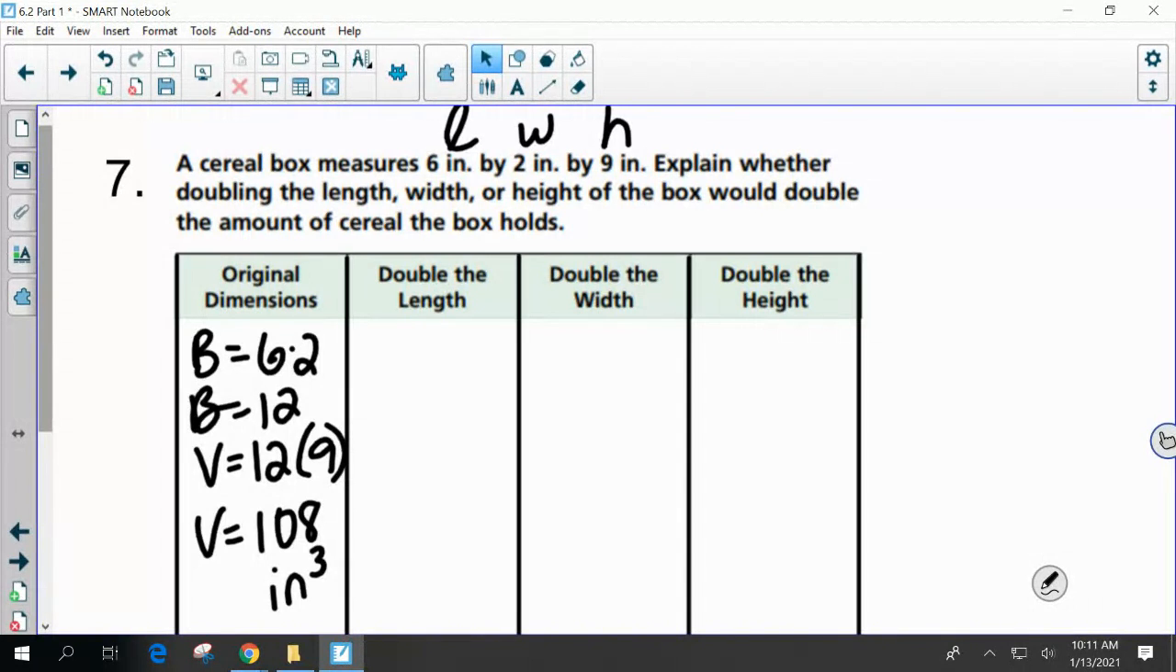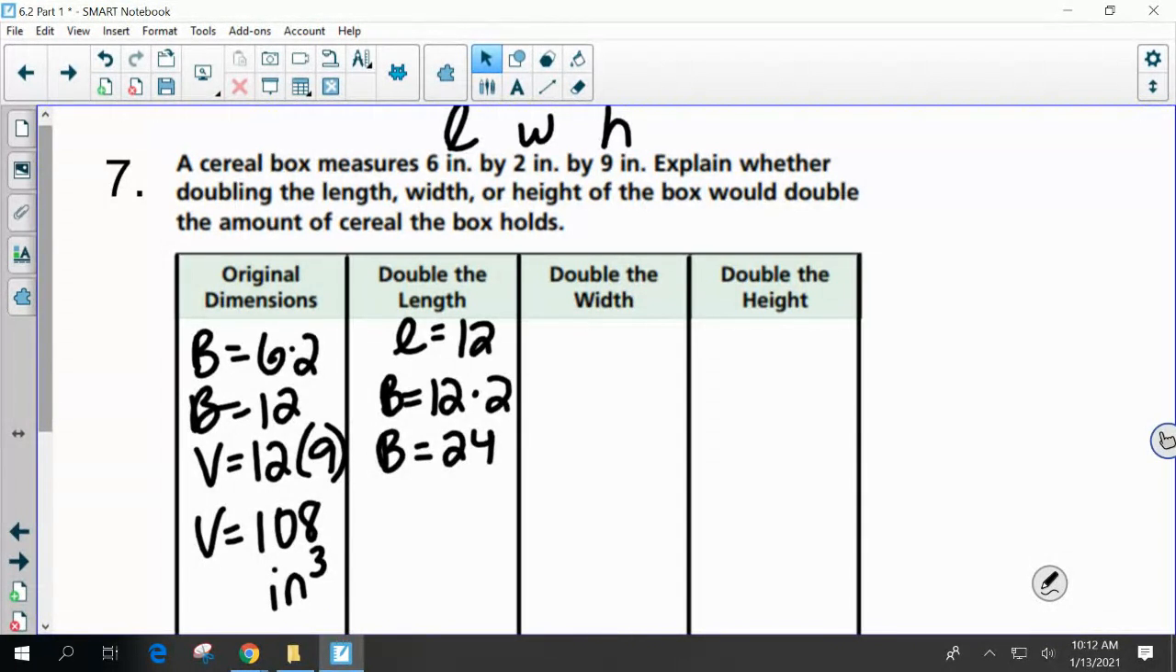Okay, the next one is doubling the length and see what happens. So what would our new length be? 24. We're just doubling the length. So just 12, because we're taking 6 times 2. So for capital B, I would take 12 times 2. And then you do 24. So then you would get 24.